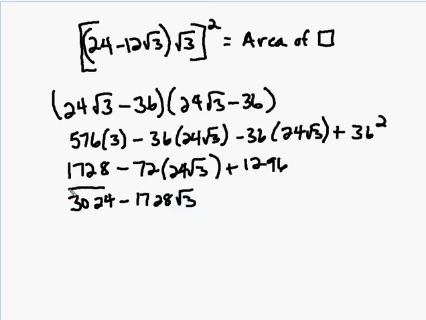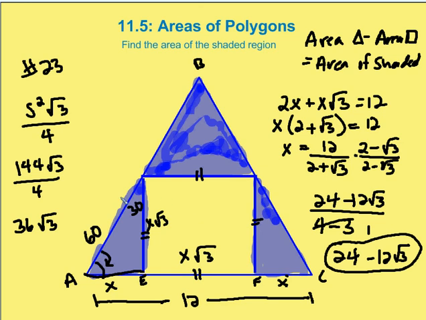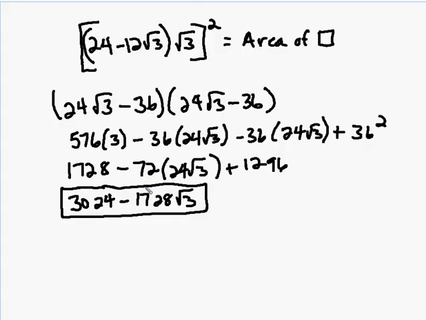Now recall this is the area of the square. So I want to subtract this from the area of the triangle. So we go back to our values and we see that the area of the triangle is 36 root 3. So now I have 36 root 3, the area of the triangle, minus the area of the square, which should give me the area of the shaded region.